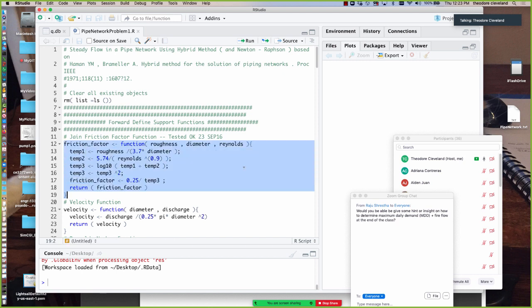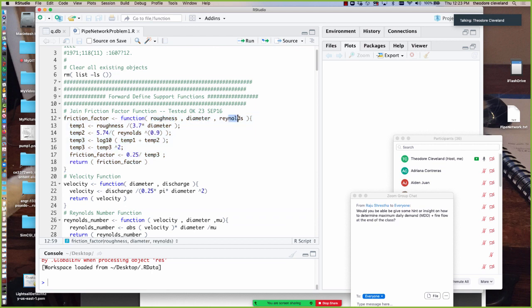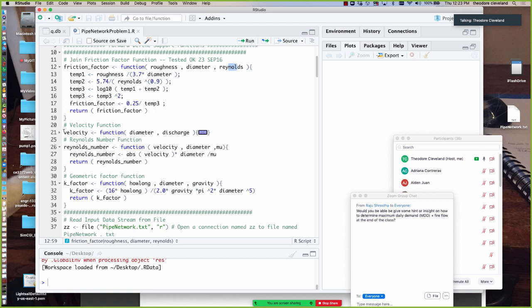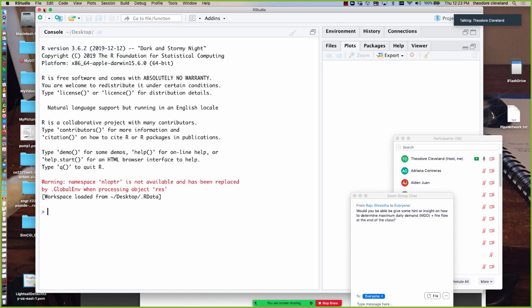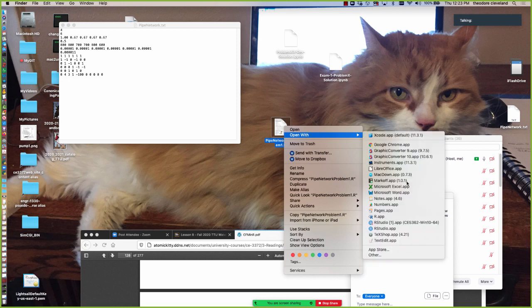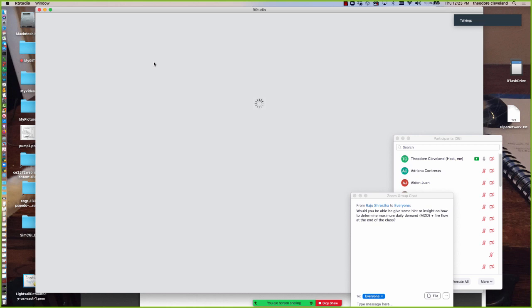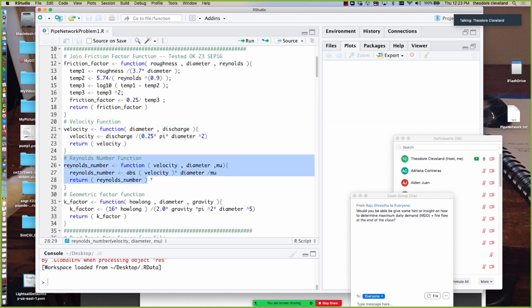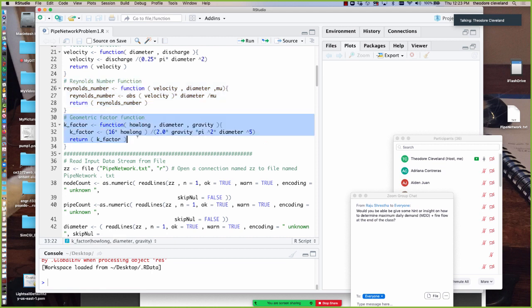We have a function for computing friction factors, and that function needs a roughness, a diameter, and a Reynolds number, and it will do that for each pipe that we tell it to. We have a function that computes velocity in circular pipes as a function of diameter and supply discharge. We create a function that computes a Reynolds number and a function that handles the geometry. So the geometric factor is kind of like all the geometric parts of the loss model, except the viscosity term.